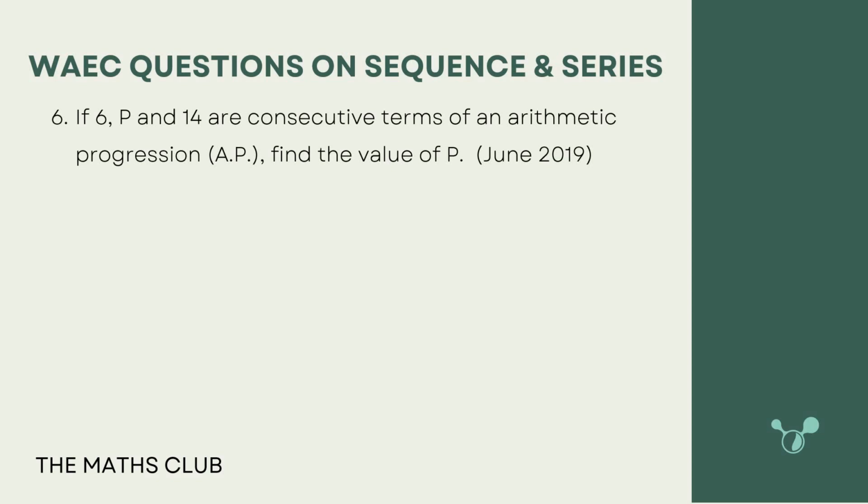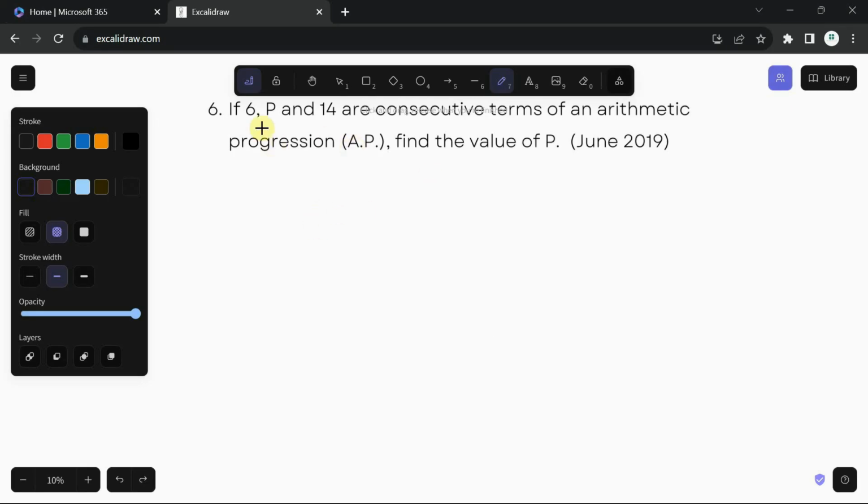Welcome back. Let's solve it together. So we know that 6, p and 14 are consecutive. We don't know if the 6 is the first, or the last, or of course it could not be the last, or maybe it's the third or the fifth or something. We don't know that. But they are consecutive terms of an AP, and we know one thing binding the 3 of them: a common difference.